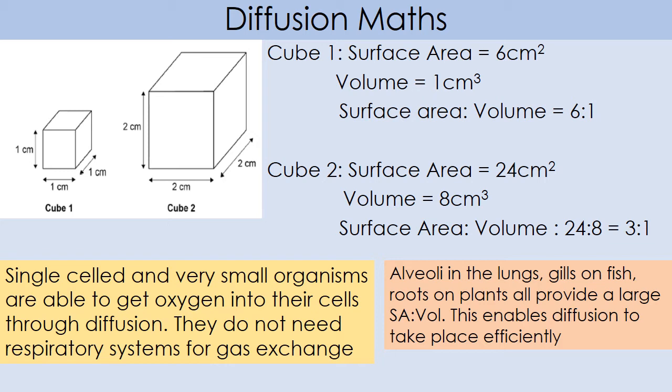Gills on fish do the same sort of thing. They've got a very, very large surface area. They can get as much oxygen out of the water as possible. And then roots on a plant, you know from looking at your root hair cells, they've got a large surface area that increases the surface area available for diffusion. And it means diffusion takes place efficiently.